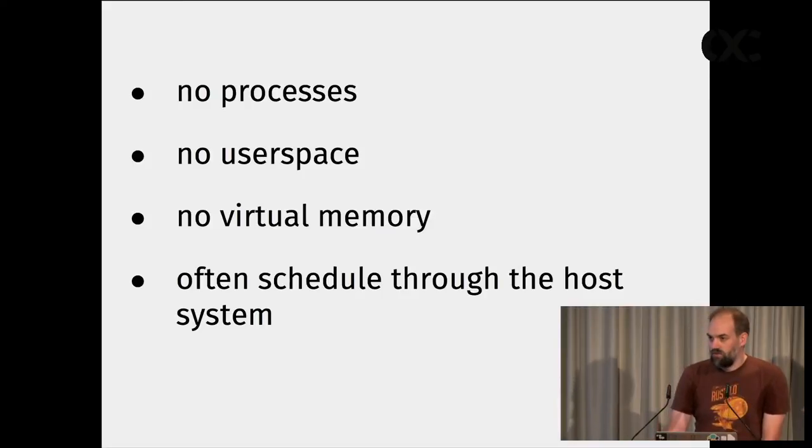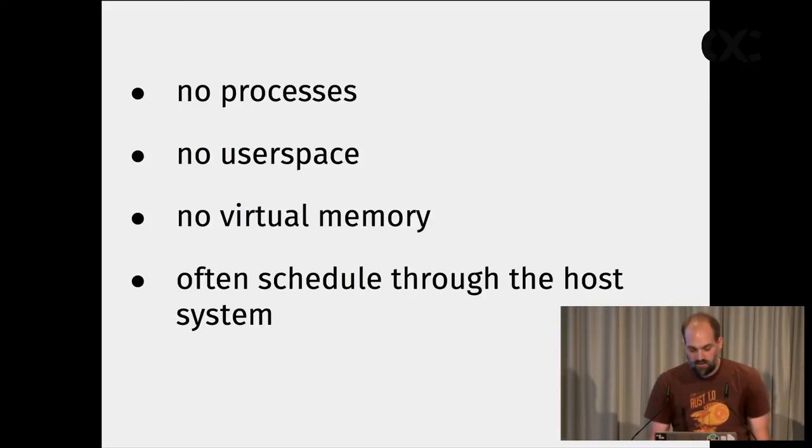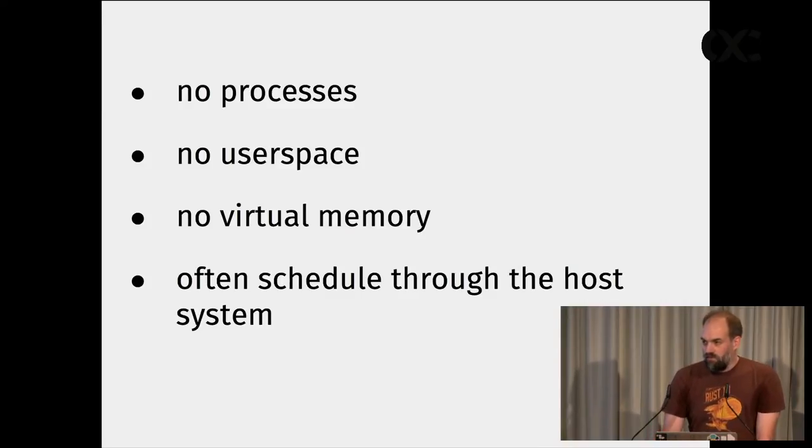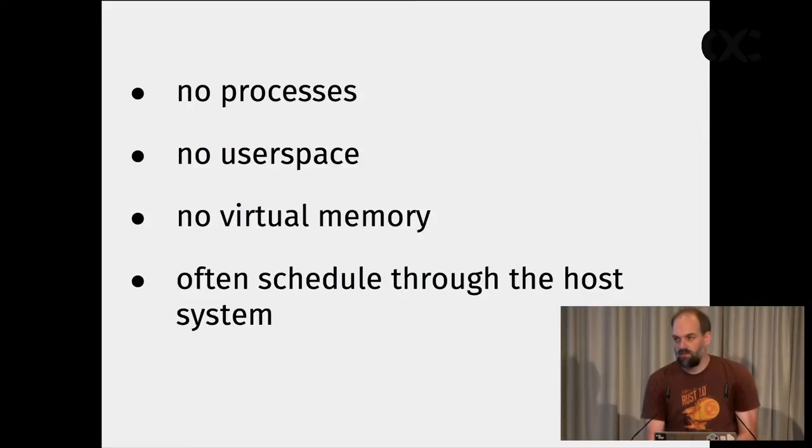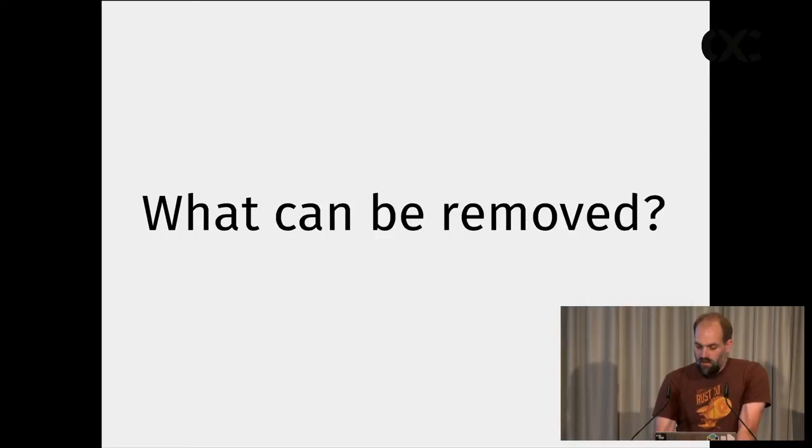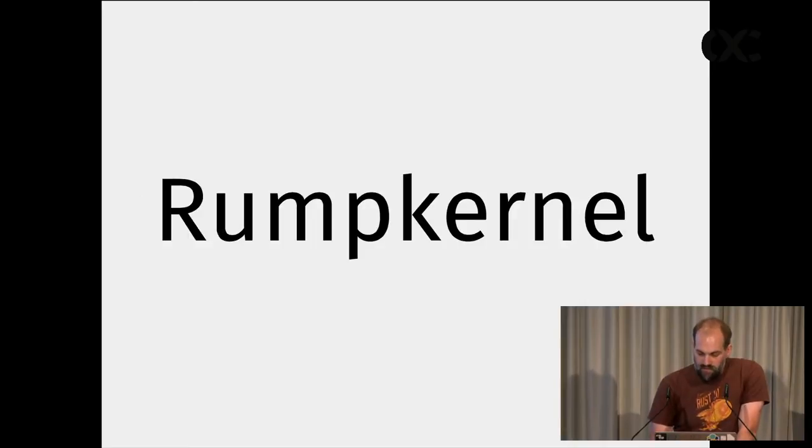That also means there's no virtual memory, which can have issues. I will show that later. And it also means that they often even give up scheduling by themselves. So there's the possibility to use unikernels with schedulers that just give up scheduling by themselves and say, a hypervisor can do that for me much better, because a hypervisor has knowledge of the world, I don't. So what can be removed is the question there.